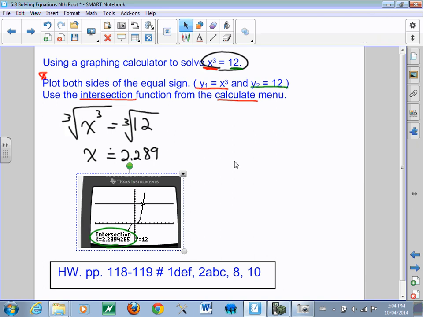All right, here is your homework: page 118, 119, 1 D, E, and F, 2 A, B, C, 8, and 10.